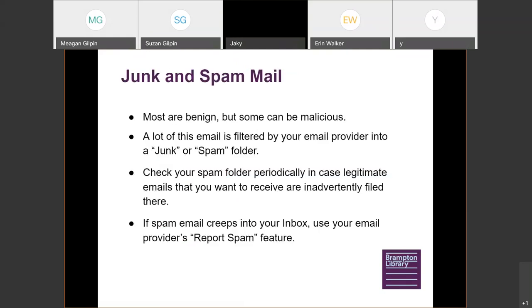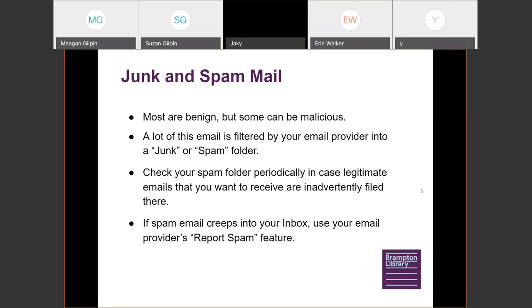All right, so junk and spam mail. I'm sure you've gotten lots of it. Most of it is benign, but some can be malicious. A lot of this email is filtered by your email provider into a junk or spam folder. So you want to check your spam folder periodically in case legitimate emails that you want to receive are inadvertently filed there. If spam email creeps into your inbox, you use your email provider's report spam feature.